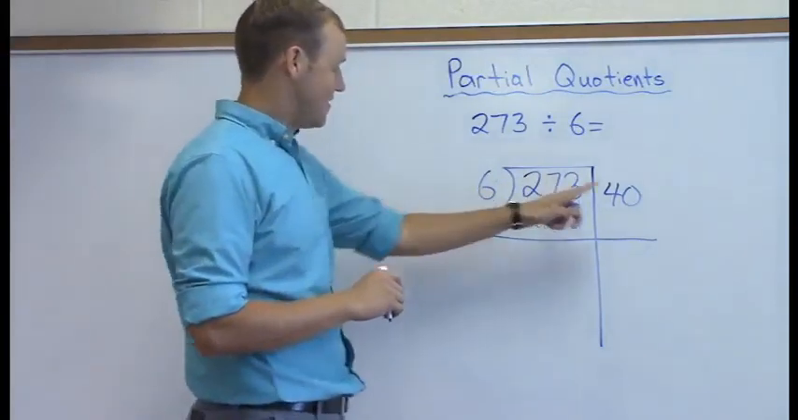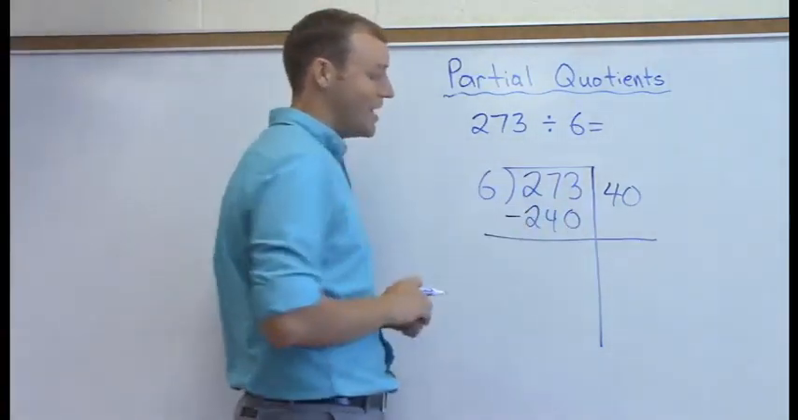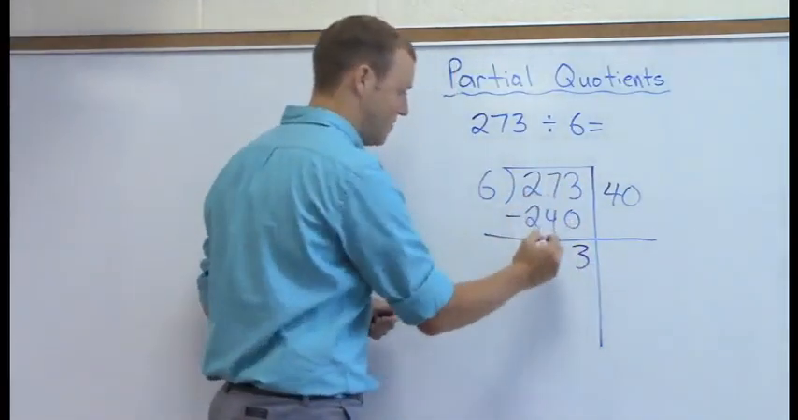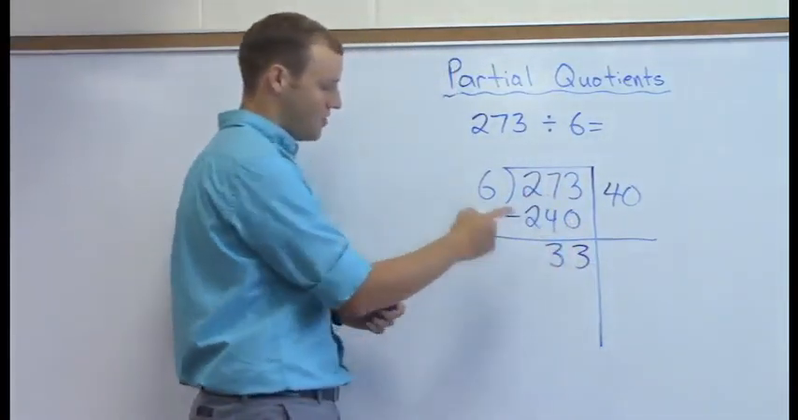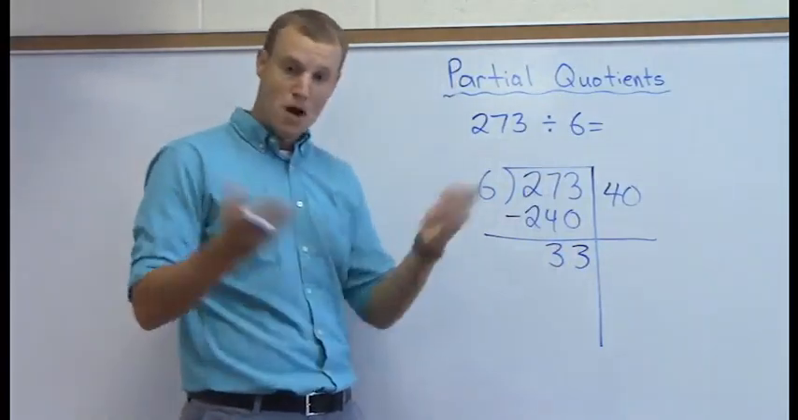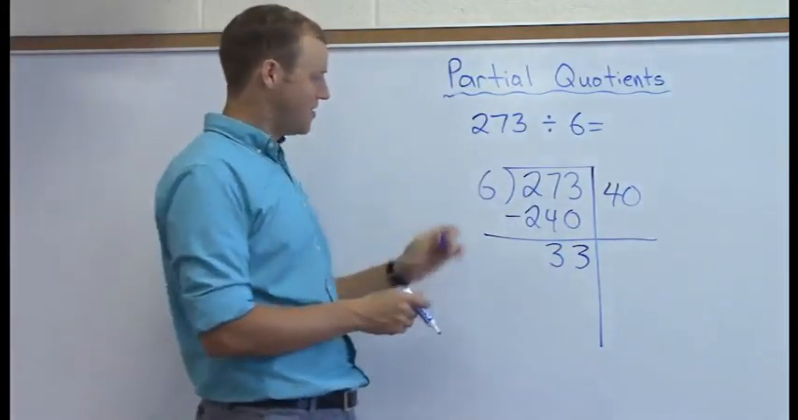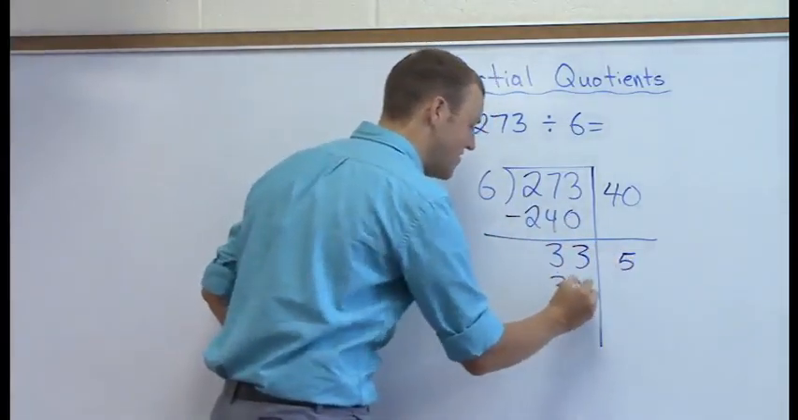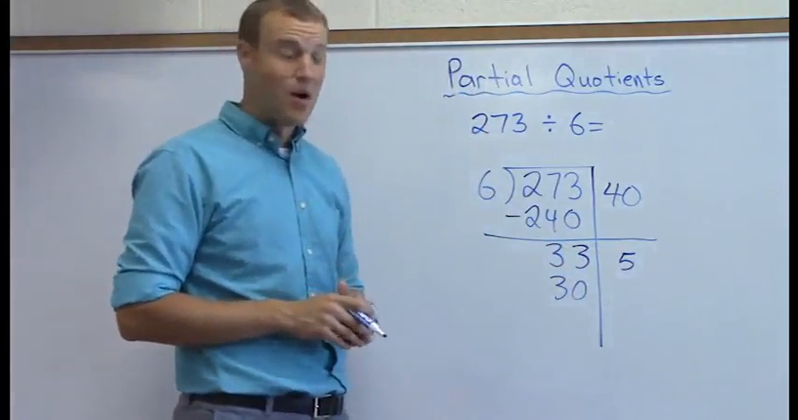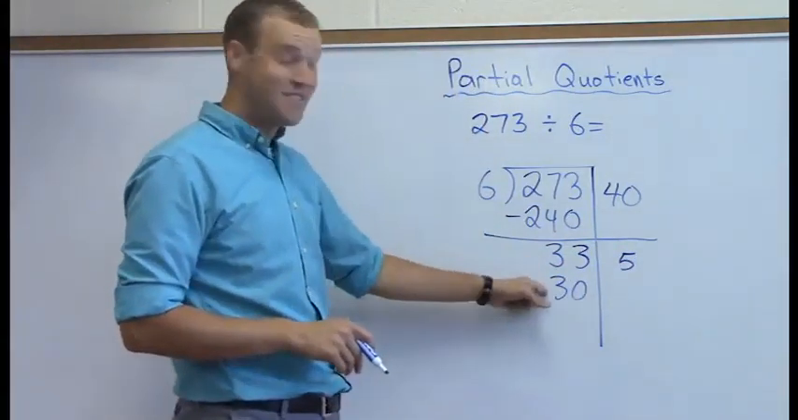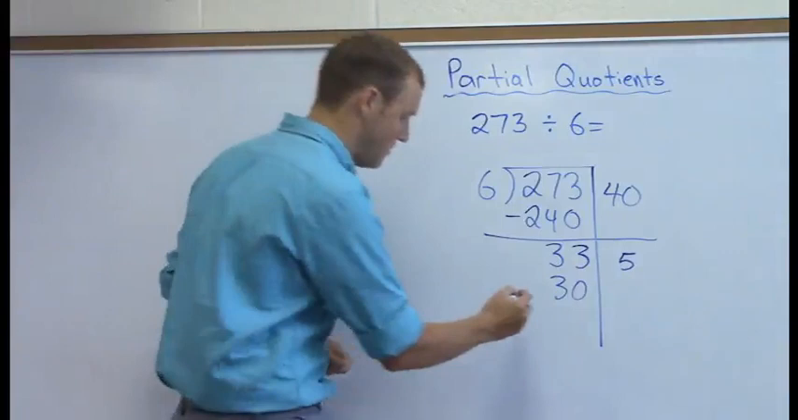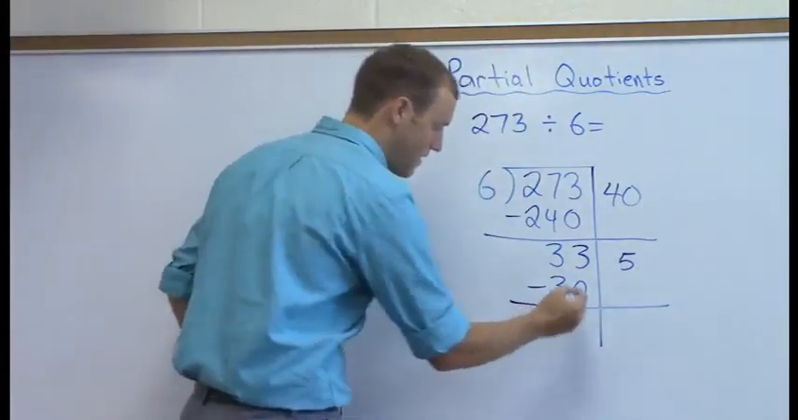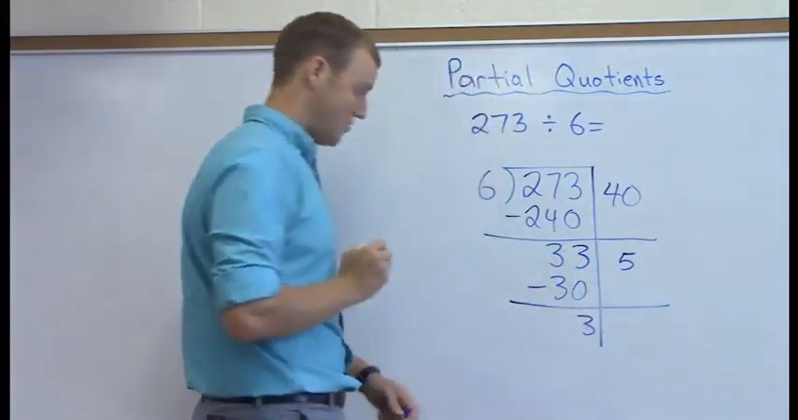So 6 times 40 is 240, and we're just going to go ahead and take that away. So 3 minus 0 is 3. 7 minus 4 is 3. So the student is left with 33. Well, let's say a student says, I know that 6 times 5 is 30, and 30 is really close to 33. So we're going to encourage the students to say, hey, that's a really nice number to take away. So we're going to yet again extend our line across, take away 30. 33 minus 30 is 3.